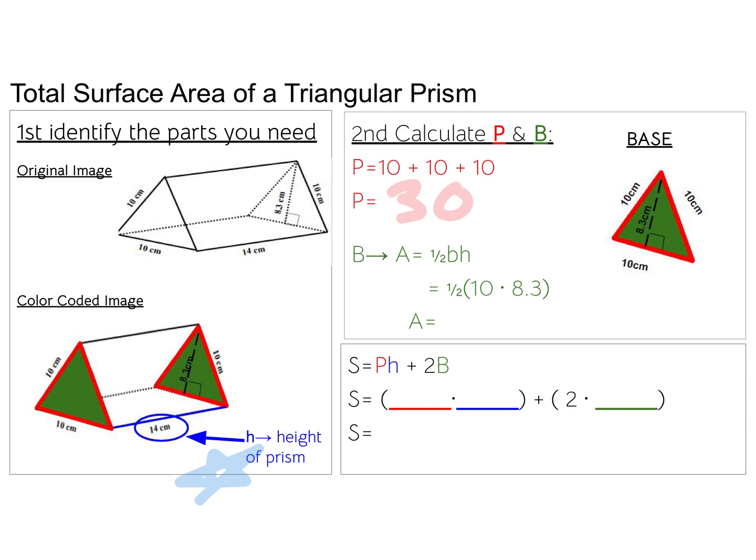And then I'm going to find the area of the base by multiplying those 2 numbers that touch at a 90-degree angle. So it's not 10 and 10, it's 10 and 8.3. So I'm going to do half times 10 times 8.3. And I'm going to get an area of 41.5.